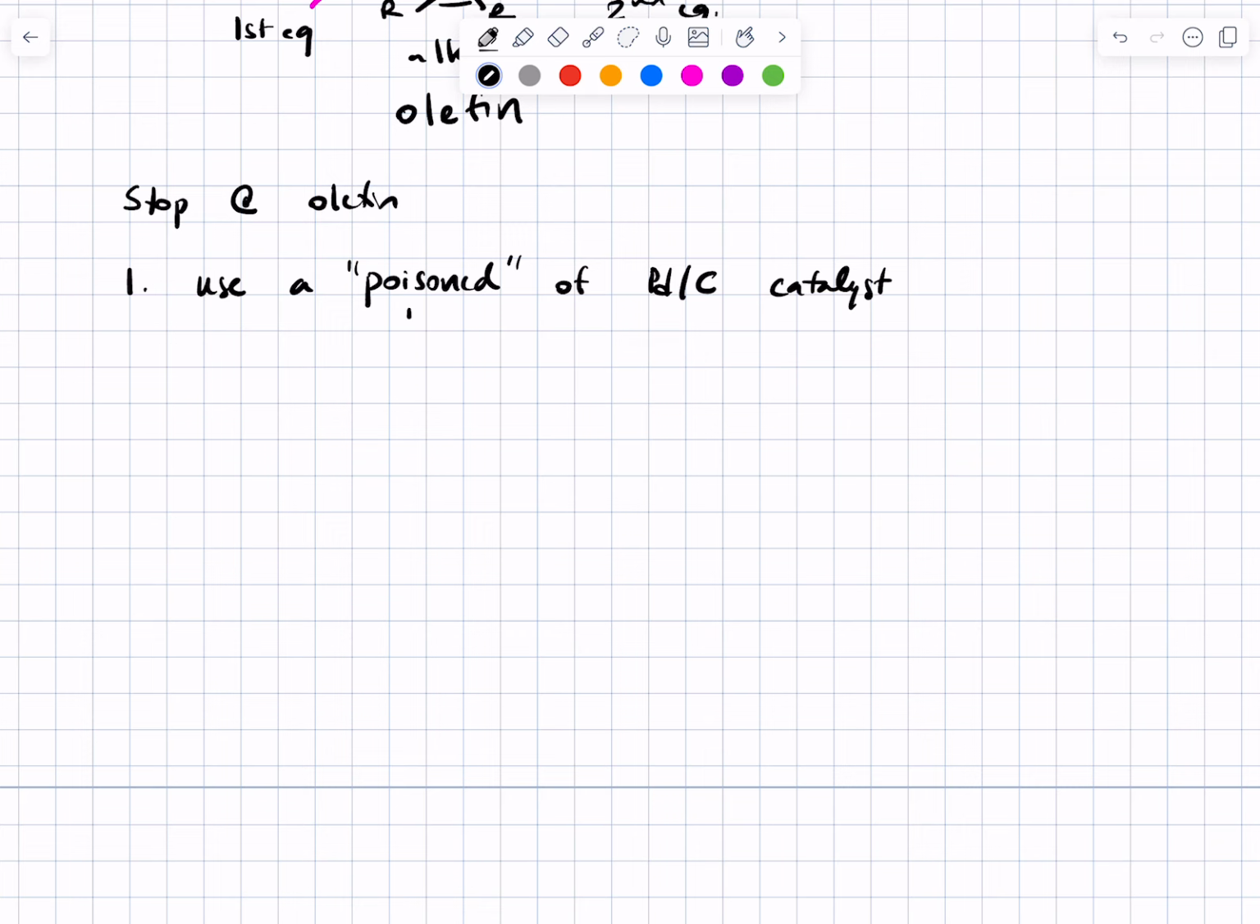So your text may talk a little bit about this. We aren't going to talk about it in any detail. It's something they add to the palladium. There's a proprietary, though actually its composition is known, catalyst called the Lindlar catalyst, which is this poisoned version of the palladium on carbon catalyst. And again, this is going to be something you have to memorize because we're not explaining how or why it happens. But it has all of the features of the palladium on carbon catalyst.